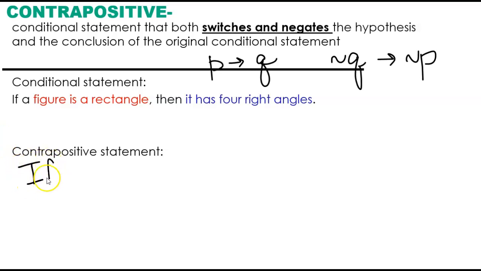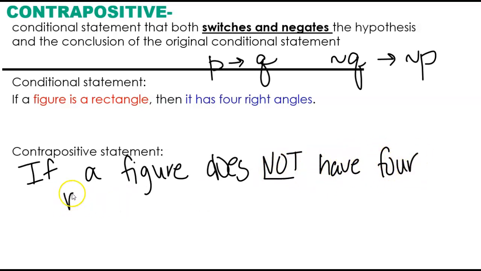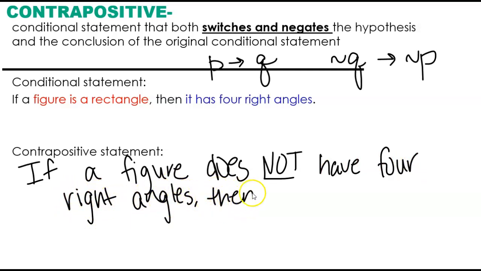So if a figure does not have 4 right angles, then it is not a rectangle.